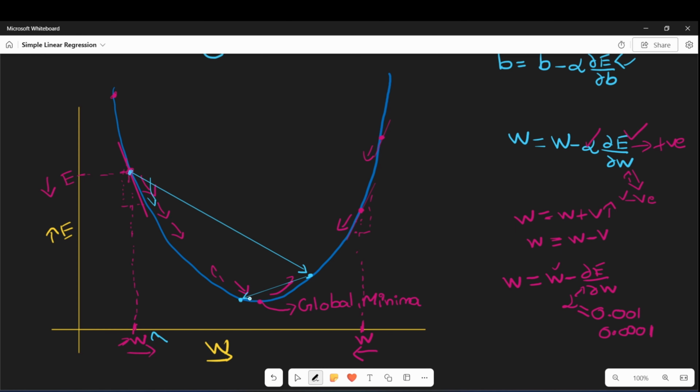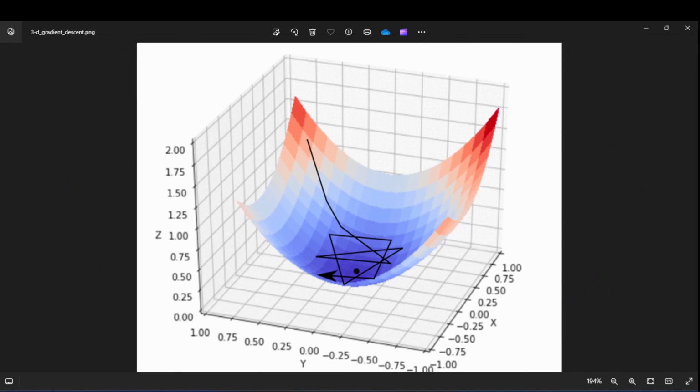Like this, after several iterations, the point will eventually find its way to the global minima. Now, I did all this by only considering the value W, but there is also value B in the error equation. Here the W is taken on x-axis, E is taken on y-axis, and if we also consider the value of B on z-axis, the graph will look something like this one.